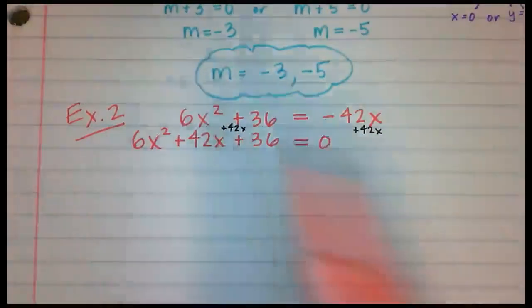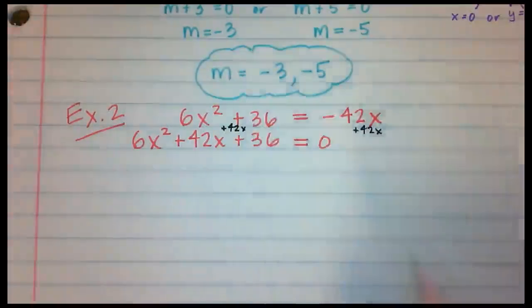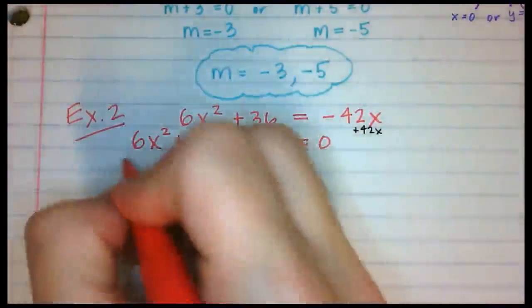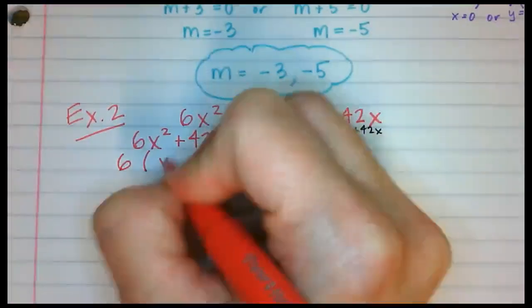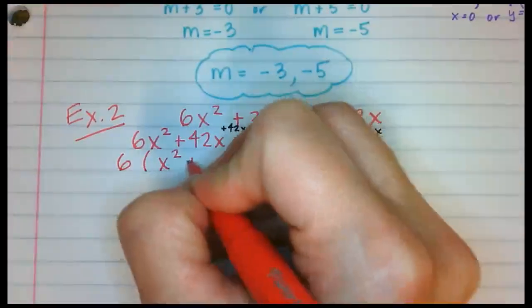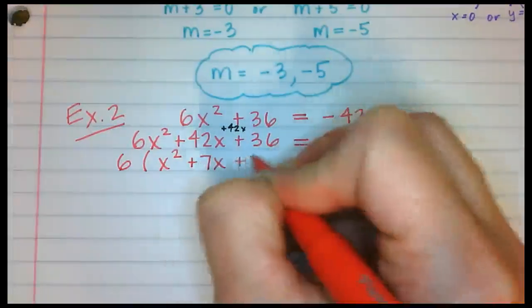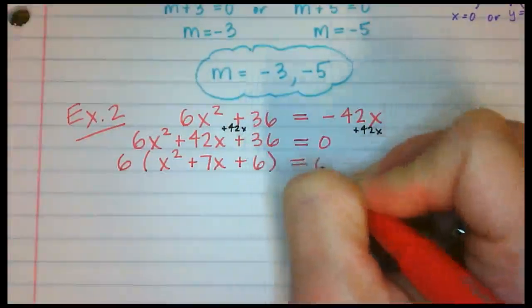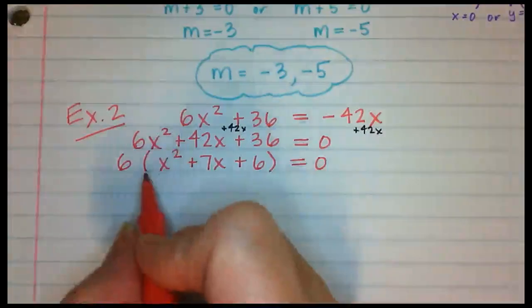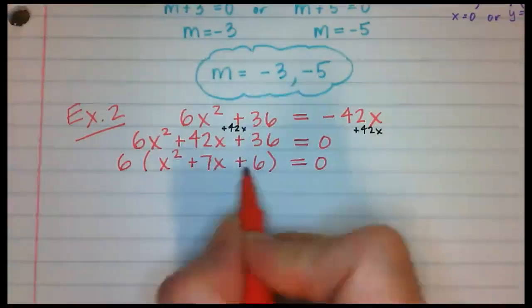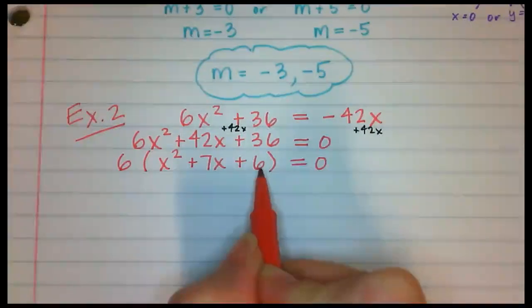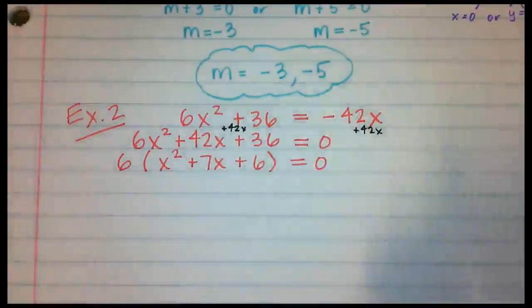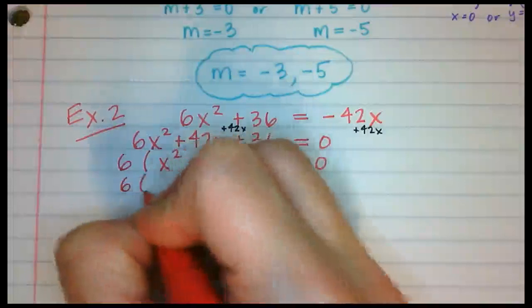Next step, we need to factor completely. First I want to look for a GCF, and I see that there's a GCF of 6. If we take that out, we have x squared plus 7x plus 6 equals 0. Now I'm left with a trinomial. I want to see if I can come up with numbers that multiply to be 6 and add up to 7. And I can think of that.